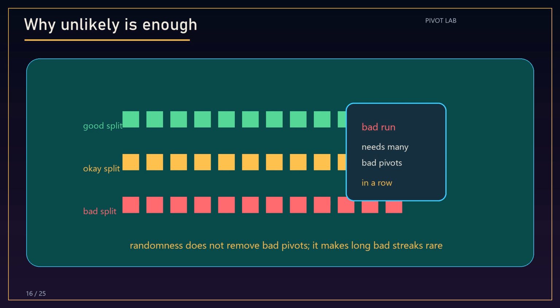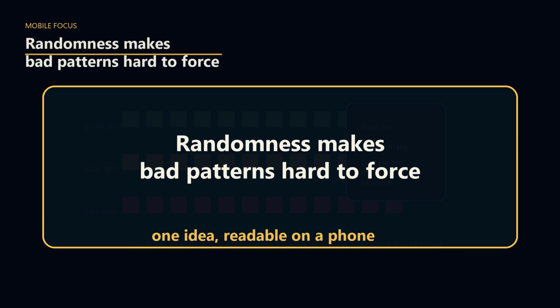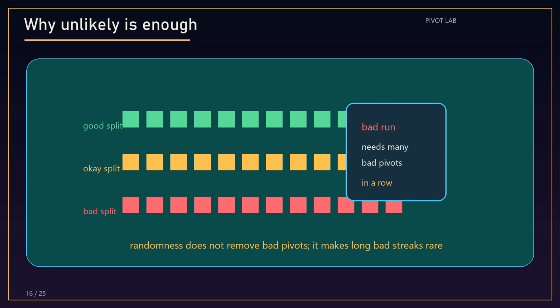A single bad pivot is not the disaster. The disaster is a long streak of bad pivots on many recursive levels. Randomization makes that streak unlikely. Most pivots will be somewhere useful, some will be mediocre, and a few will be bad. The tree does not need perfection, it needs enough good splits spread through the run. That is the practical meaning of expected n log n.